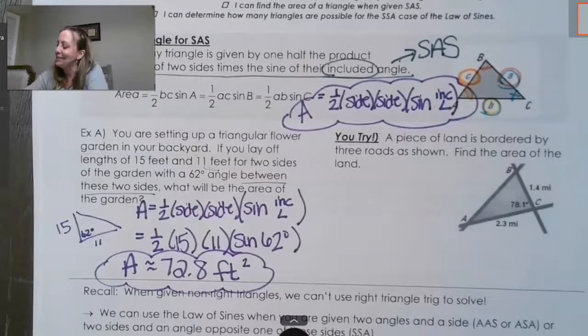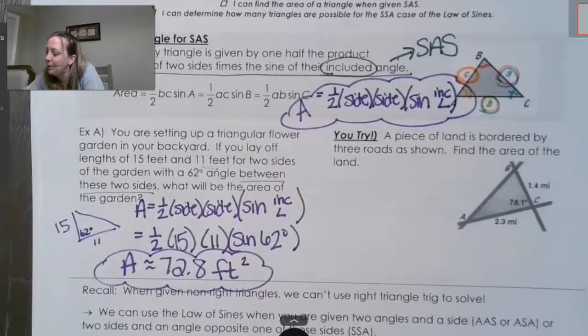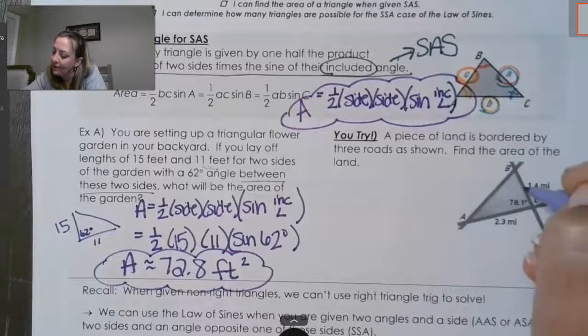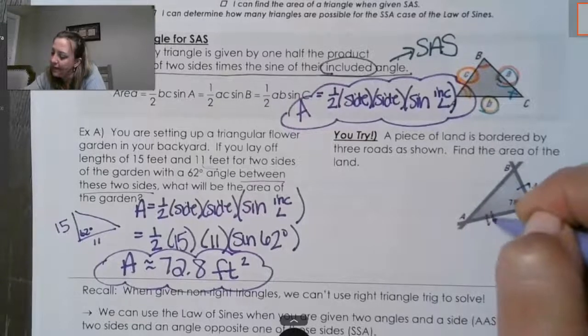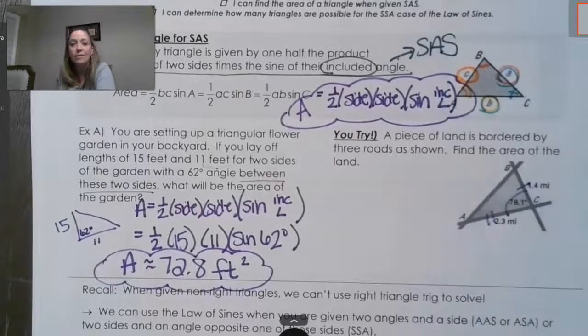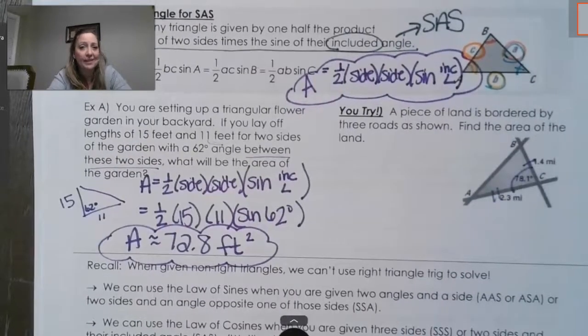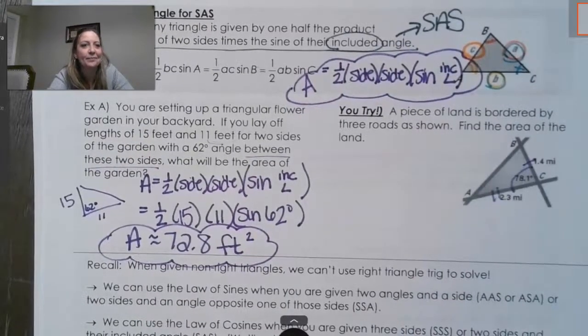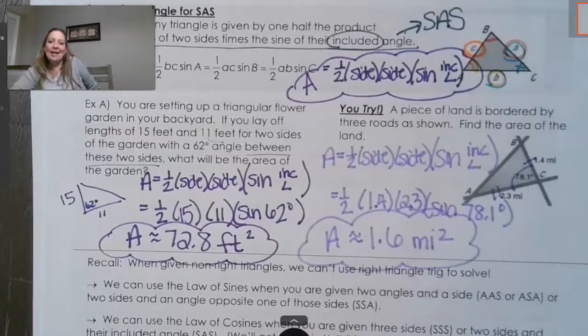Notice this says a piece of land is bordered by 3 roads as shown. Notice you have a side, another side, and you have an included angle. So see if you can use this formula in this first you try. Go ahead.